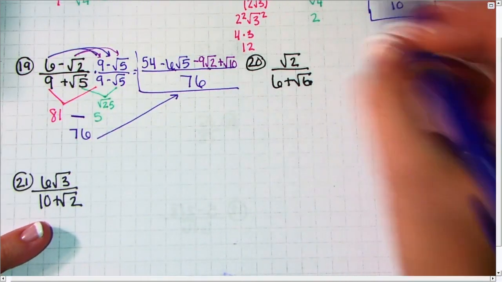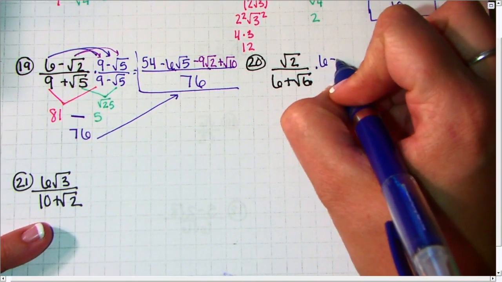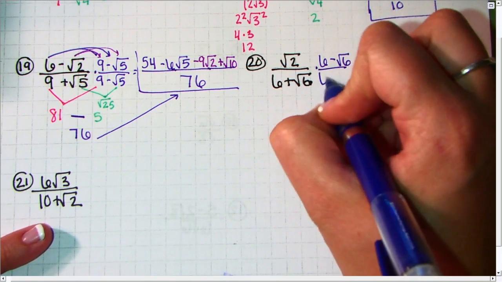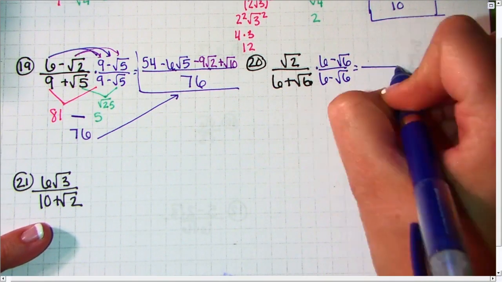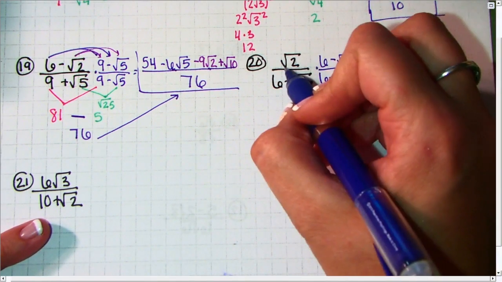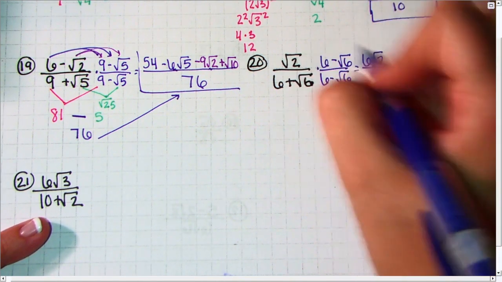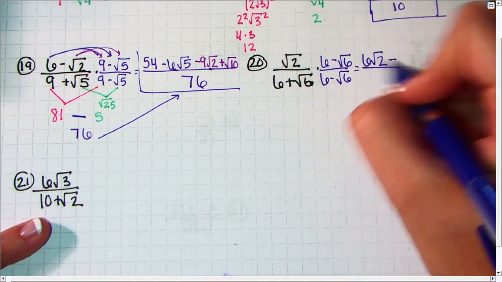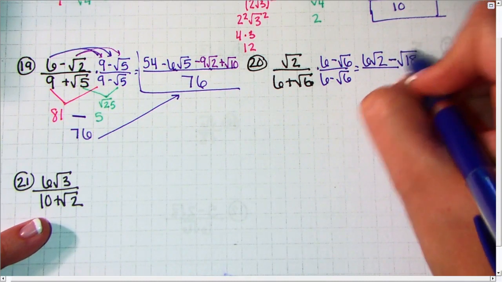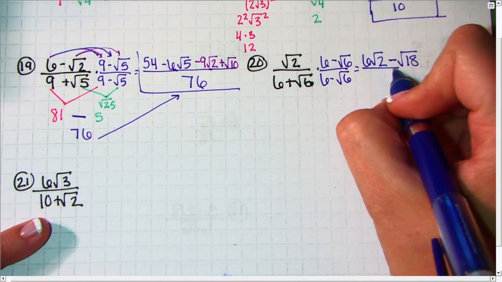All right, next one. I'm going to do 6 minus square root 6 on top and bottom, and I'm going to distribute. Square root of 2 times 6, 6 square roots of 2. Square root of 2 times the negative square root of 2, or 6 is negative square root of 18. I hope we recognize that that can simplify.